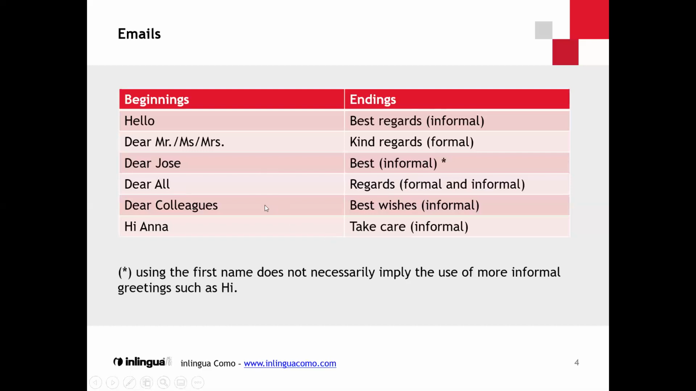Then you have Dear Colleagues and Best Wishes. This is very informal. This can be done also, for example, in an office when someone wants to get through to all the employees. And obviously you know them already, so Dear Colleagues can be a very good beginning. Then you have Hi Anna and Take Care. This is very informal. This you would probably send to one of your family members or to one of your close friends.